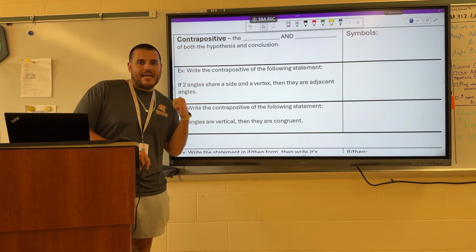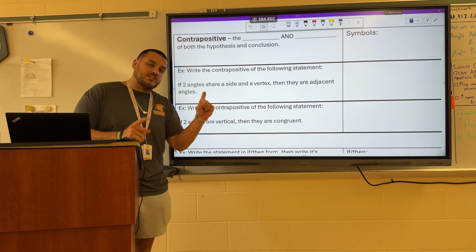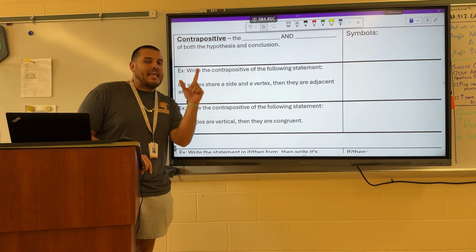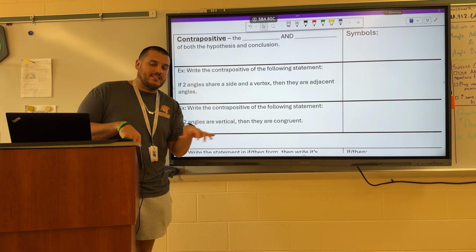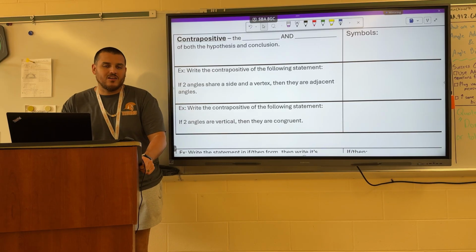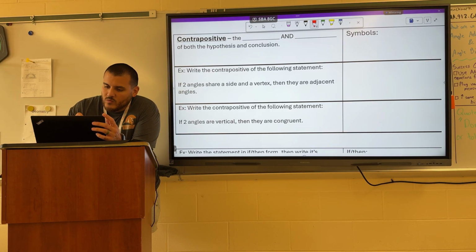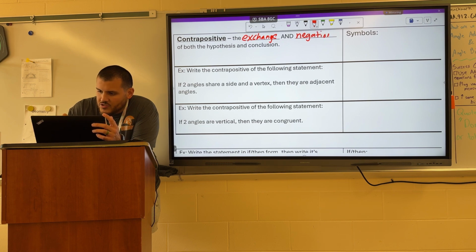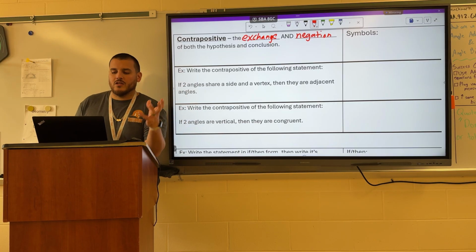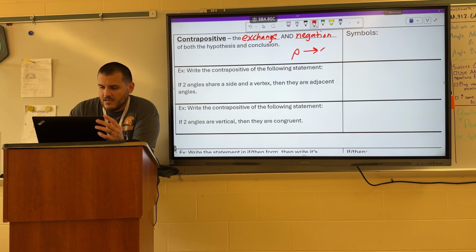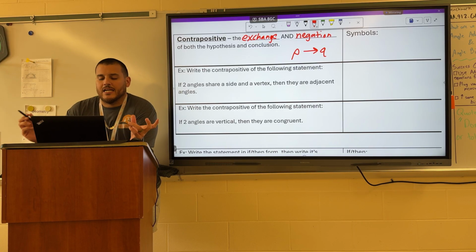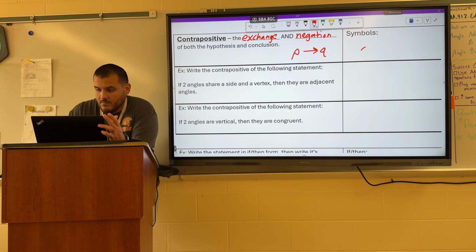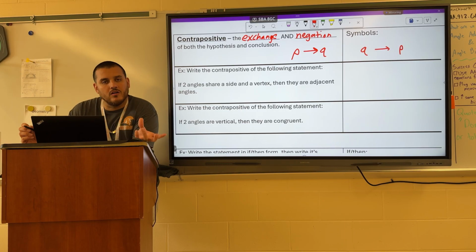Quick recap before we do our last conditional statement. Remember, we have the converse when we just exchange the hypothesis and conclusion. We have the inverse where we negate the hypothesis and conclusion. And our last conditional statement is called the contrapositive. That is when we have the exchange and the negation of the hypothesis and conclusion of a statement. So remember, your typical conditional statement is if P, then Q. If hypothesis, then conclusion. The contrapositive would be to switch both of them. So if Q, then P, but also to negate them. So if not Q, then not P.